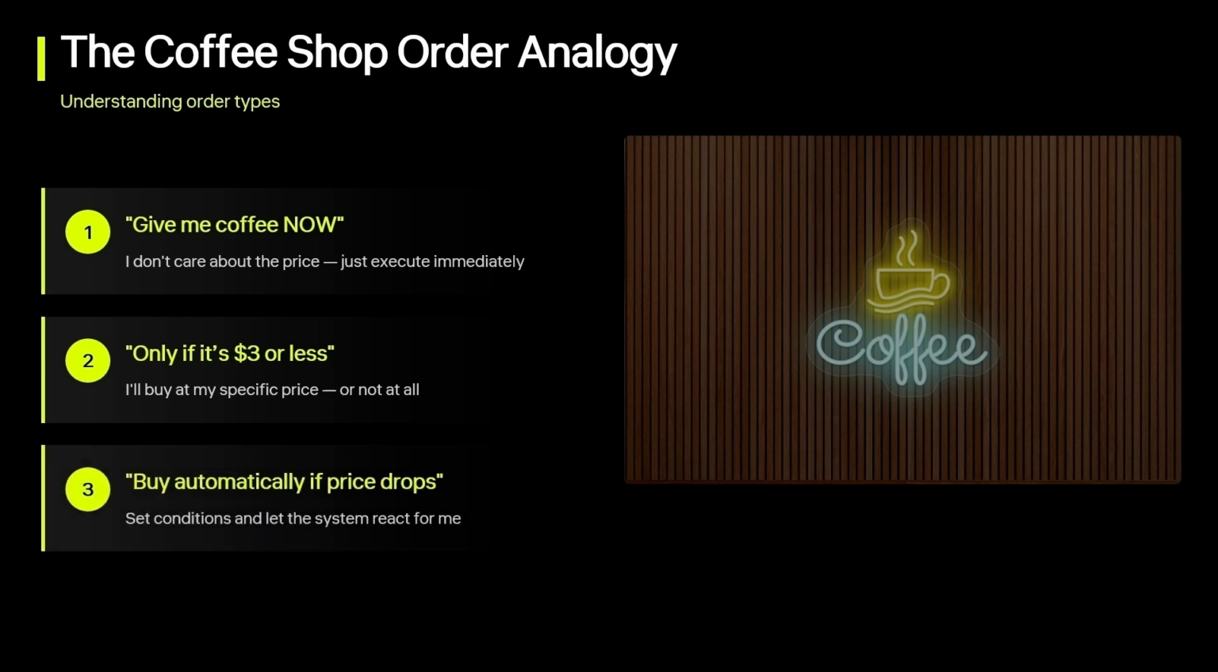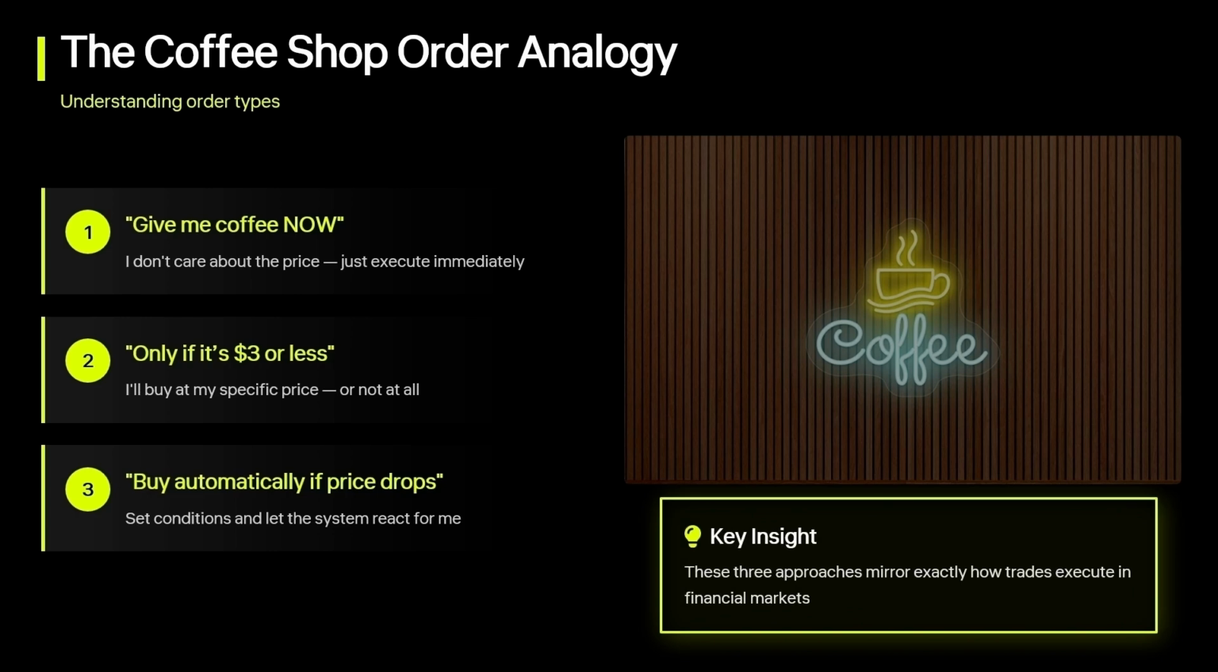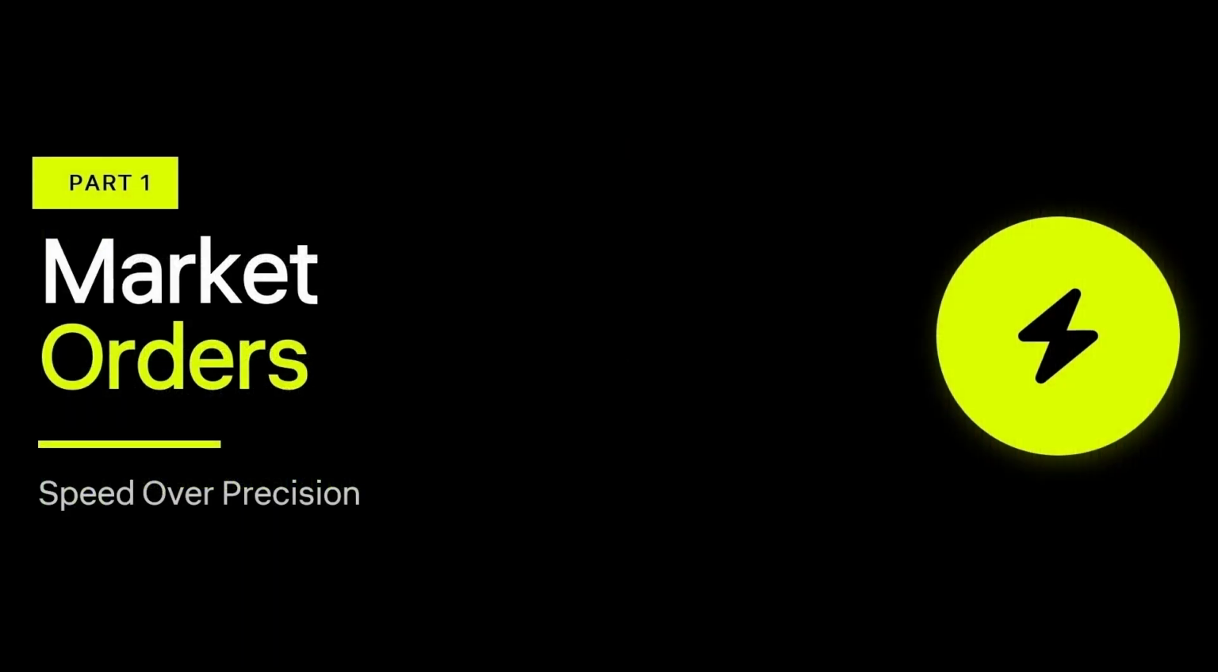Or you could say, buy me a coffee automatically later if the price drops. So you set the condition and let the system react for me. Those are basically the three main ways we trade in financial markets as well. In this video, I'll explain the difference between market orders, limit orders and conditional orders, what they do, when to use them, and why choosing the wrong one can actually cost you money. So let's start with the simplest one, that being market orders.